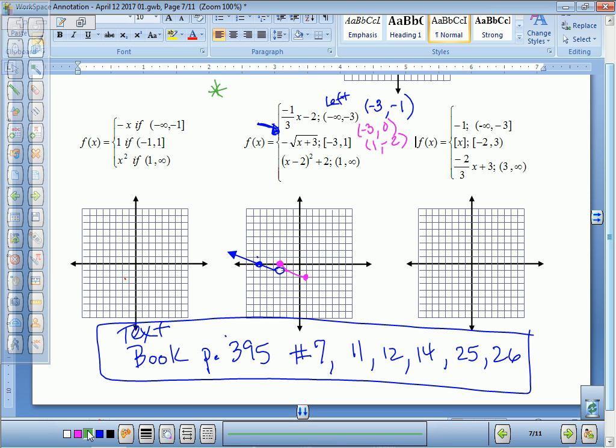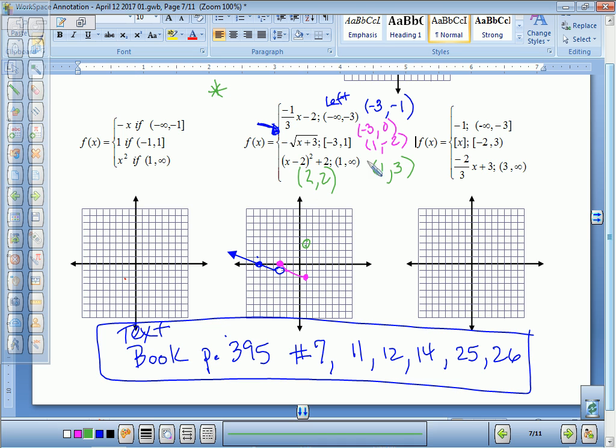The last one is our parabola. Now, if we've got to graph the whole thing, we know the vertex is at 2, 2, right? But we don't get to do the whole thing. So let's figure out where the starting point is. If I plug in 1, 1 minus 2 is negative 1. Negative 1 squared is positive 1. And 1 plus 2 is 3. So it starts at 1, 3, and that's going to be an open circle.